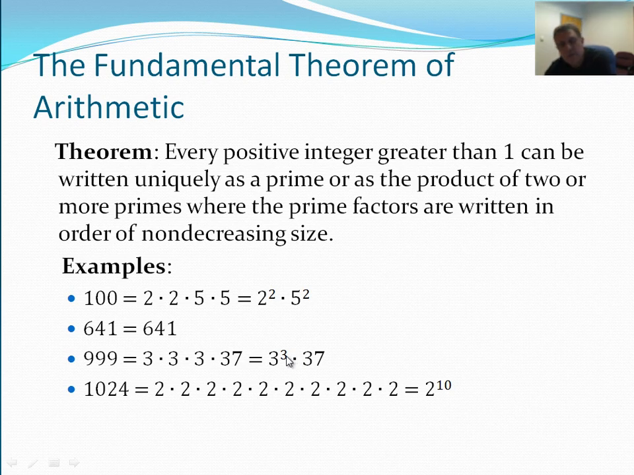So composite numbers can always be written as a product of prime numbers. And the prime numbers are just written as they are because they are only divisible by 1 and themselves. And the same thing goes for 1024. It's a composite number. You keep dividing it by 2 and it comes to 2 to the power of 10, right? And 2 is a prime number.